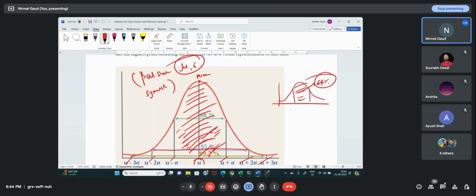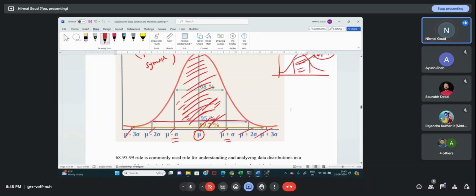In regards to that, we are showing the distribution of data across the mean. Just left hand side, right hand side, add and subtract sigma. This is one standard deviation. Add one more, subtract one more, this is 2 standard deviations. Add one more, subtract one more, this is 3 standard deviations.